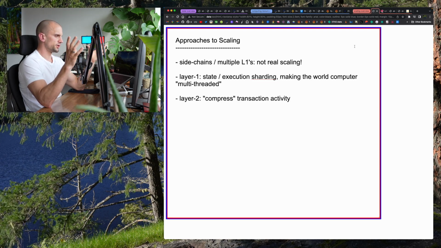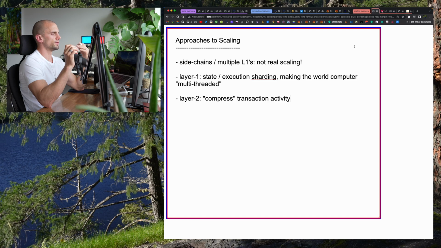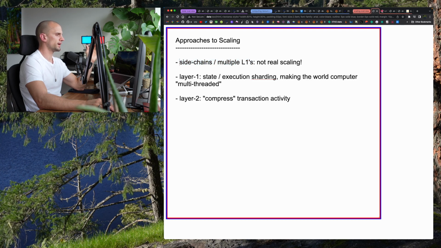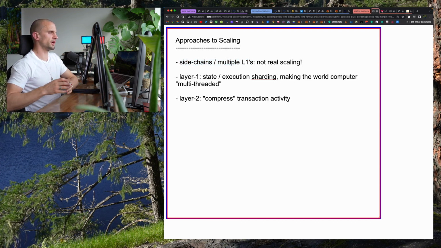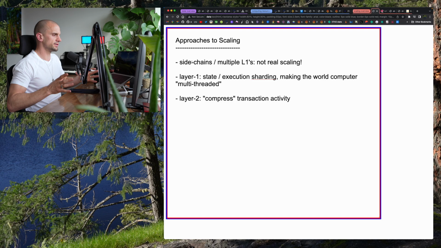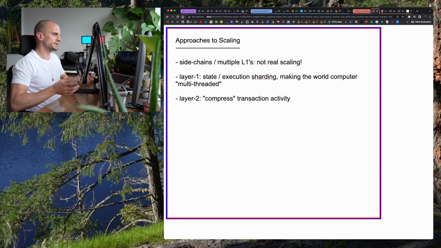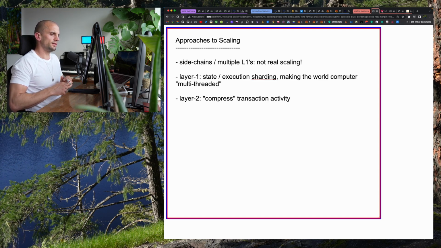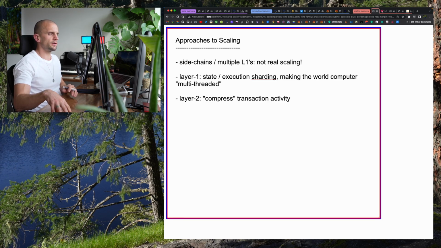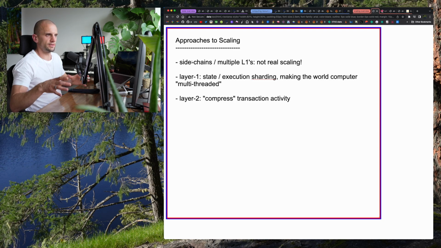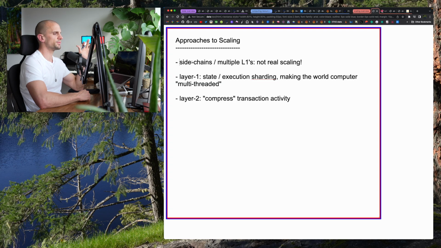Well, there are multiple approaches. I would say the first one I have here, side chains and multiple L1s, is not really scaling. I would argue, having a side chain, you're having a separate system. You're not really scaling a world computer or a blockchain system by having side chains. You can bridge from Ethereum to Polygon proof of stake, for example, but that's a completely separate system. It has its own security trade-offs and its own amount of total assets staked and centralization of the stakers and all these things, right? So it's a separate system. You're not really scaling your L1.